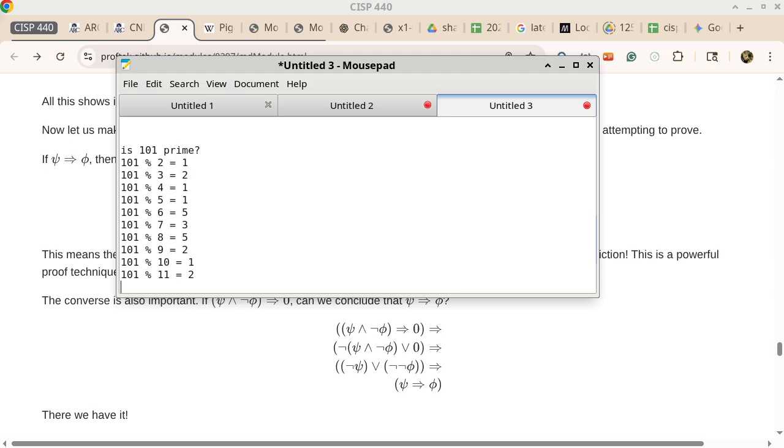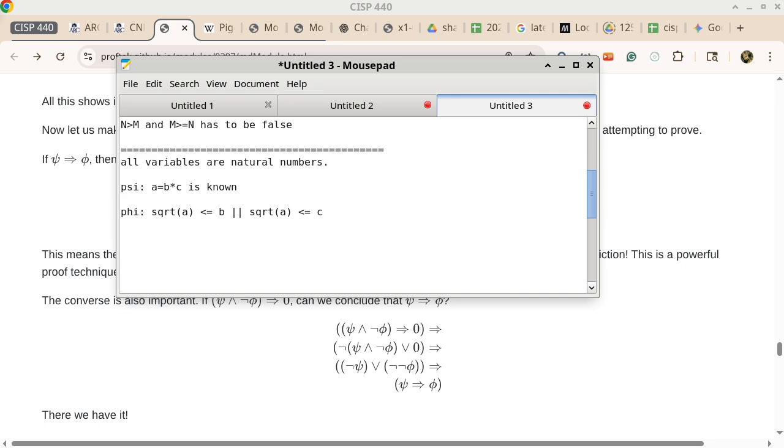Okay, so this is just the application of the theorem, not the proof of the theorem. So now we look at this and we go, okay, I have to negate it first. So not phi is the negation of what we are saying here. So this is basically saying, it is not the case that the square root of a is less than or equal to b, or the square root of a is less than or equal to c.